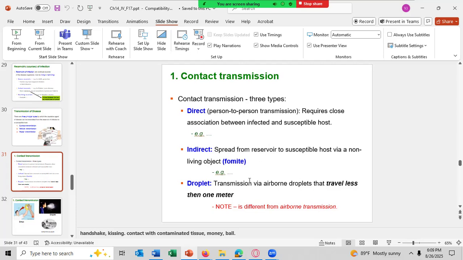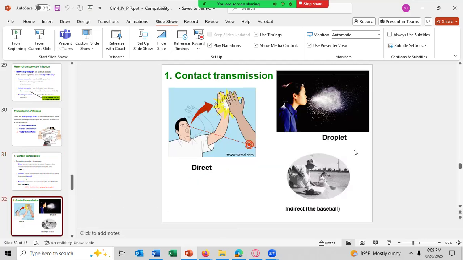There's also droplet transmission, which is considered contact transmission. And that is where a droplet comes from a cough, a sneeze. Oh, what else?